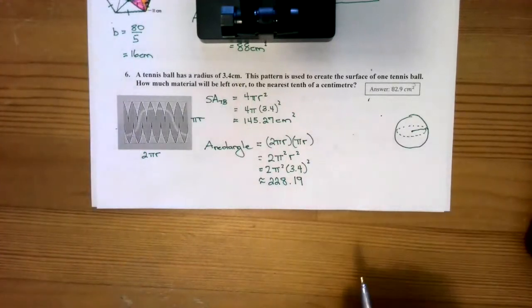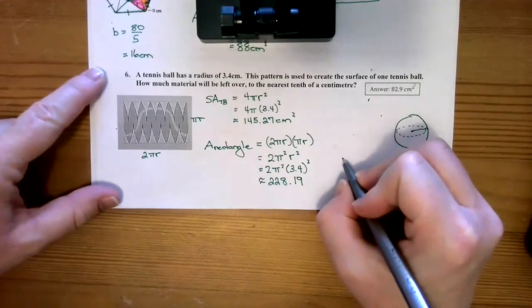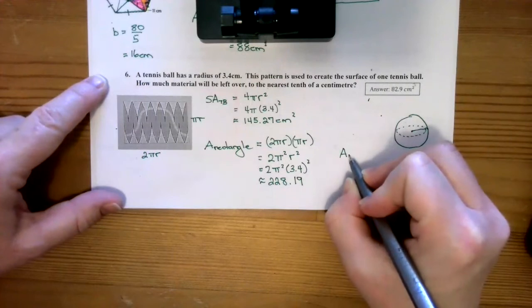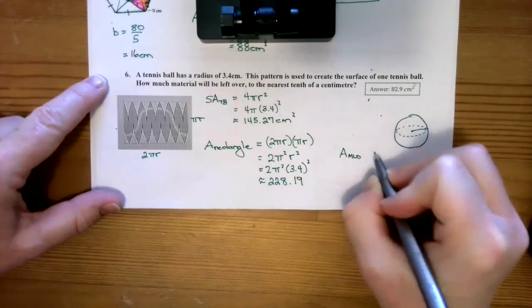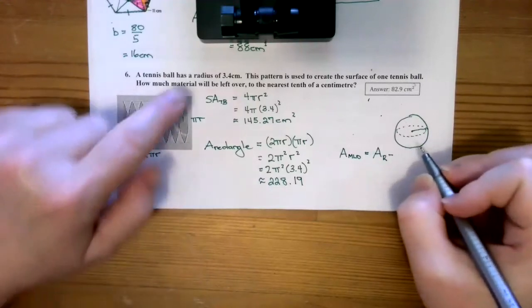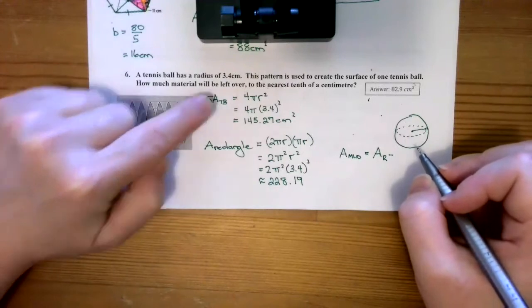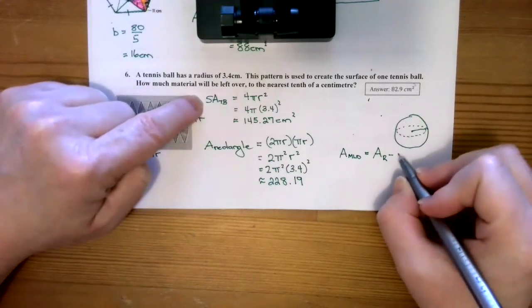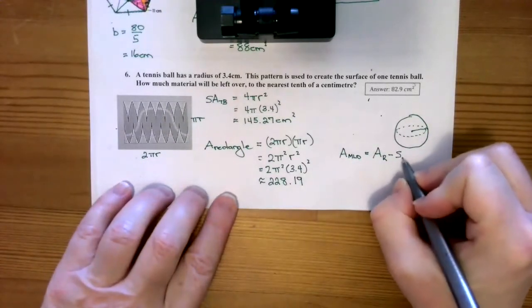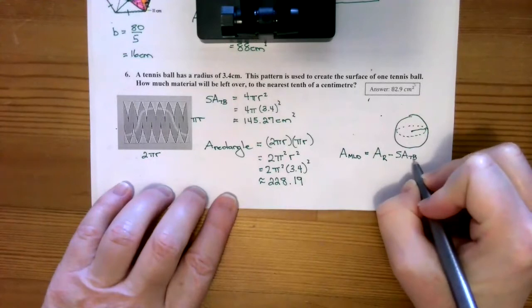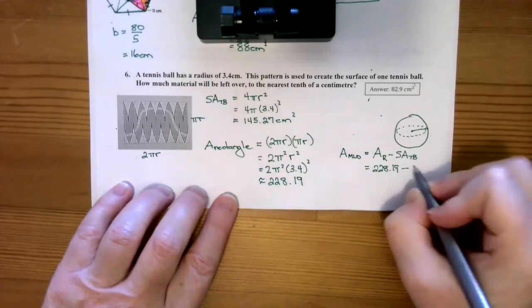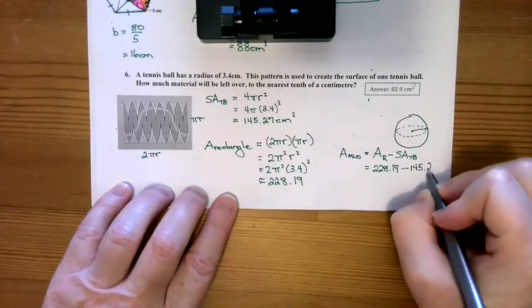So that is approximately equal to 228.19. Well, now I know the area, so let's do material left over. It is going to equal the area of the rectangle minus the area of the pattern, and the area of the pattern in this case is equal to the surface area of the sphere, so the surface area of the tennis ball. So that's going to equal 228.19 minus 145.27.